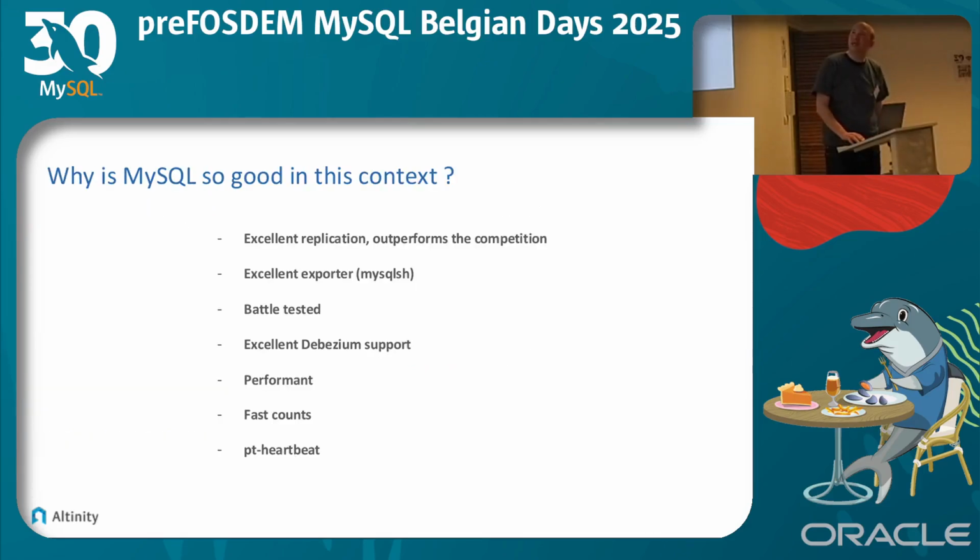We leverage that. Okay, so why is this presentation relevant to this audience? Because MySQL is very good here in this exercise compared to other databases. It has excellent replication. It has an excellent exporter called MySQL Shell. It is battle tested. Debezium support is good. It is performant. It has a new feature called fast count, which I tried. If you have a 1 billion row table and you want to count it, with a simple Python program you can do it 30 times faster than with a regular count. And I'll show you how you can do that.